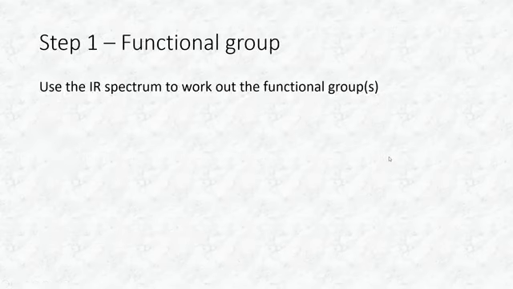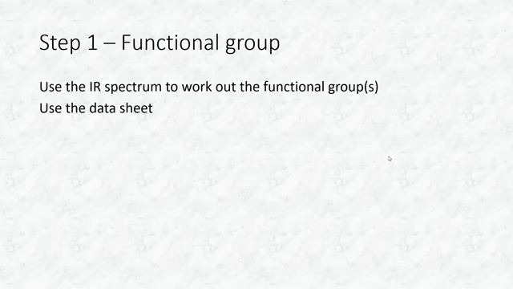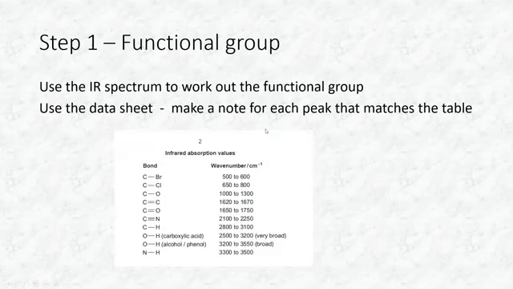Okay, so step 1, functional group. How do we do that? Well, we use the infrared spectrum to work that out and compare it with the data sheet. So, for example, we already saw a little bit of this. So we can look at our peaks that we have in our spectra and work out what bonds we have in our compound. And that's going to give us an indication. It's going to identify what the functional groups in our molecule are.